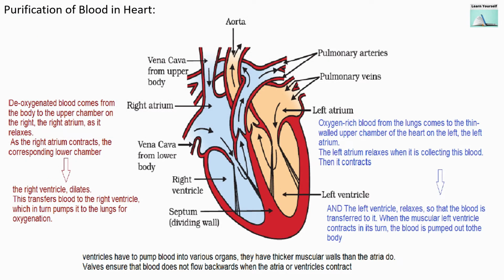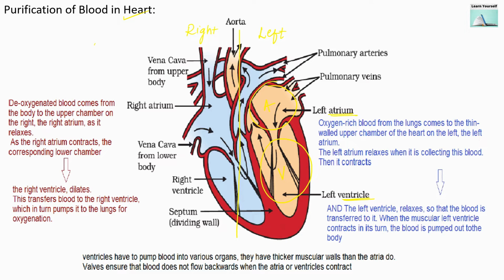Now let us understand in detail how the purification will happen in the heart. So here we are dividing the heart into two equal parts. This is the left part and this is the right part. Now on the left, there will be two things. The upper portion of the left is the left atrium. The lower portion of the left part is the left ventricle.